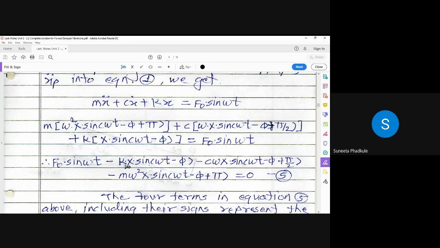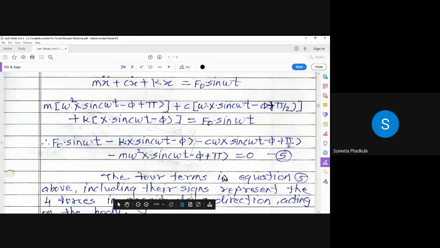So what is the second term? Minus kx sine omega t minus phi. Minus c omega x sine omega t minus phi plus pi by 2. This is the third term. C omega x is the damping force. Again, it becomes minus because it is going to the other side. Then this term m omega square x is positive on the left hand side; when it goes to the right hand side, it becomes negative. So it is minus m omega square x into sine omega t minus phi plus pi, equal to 0.